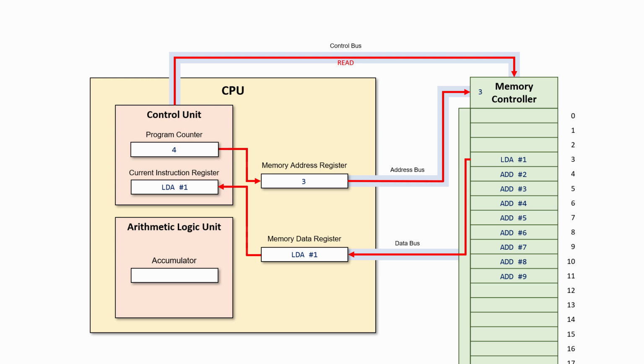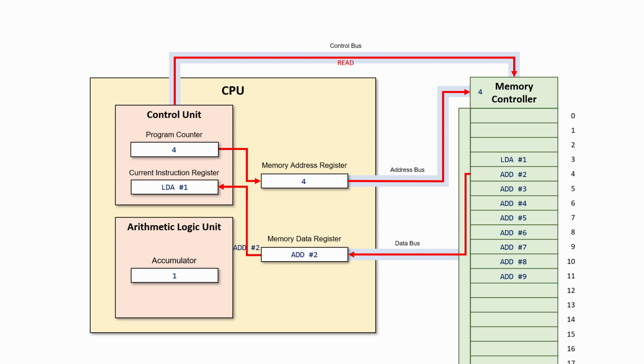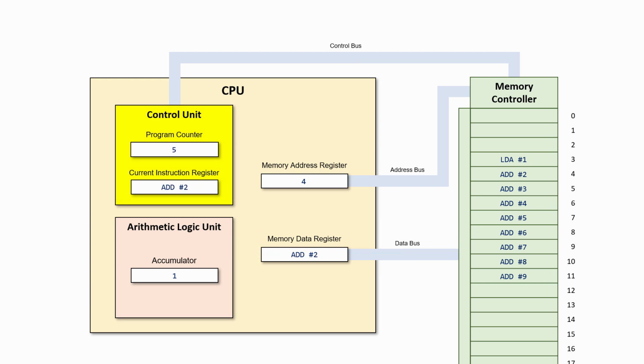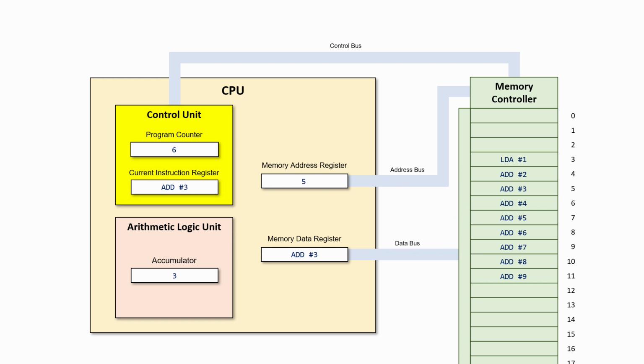This all happens in one clock cycle. The instruction is decoded, which takes another clock cycle, and then it's executed, which takes yet another. The fetch, decode, execute cycle is repeated over and over again, the CPU dealing completely with each instruction, one at a time. The advantages of this approach come down to its simplicity.